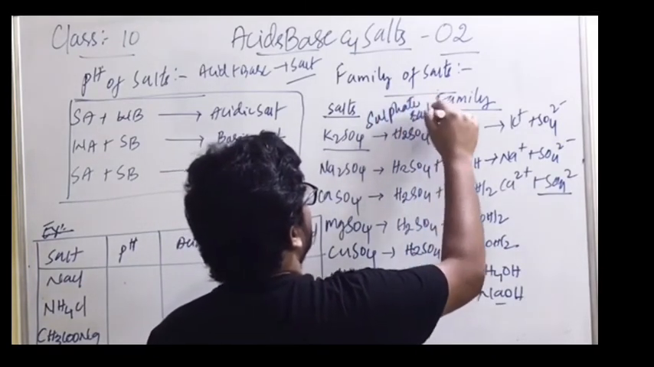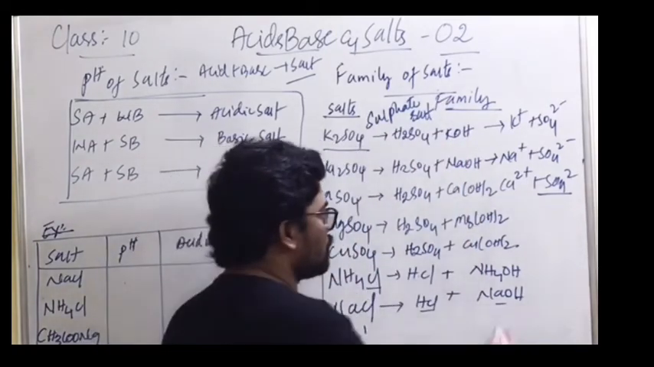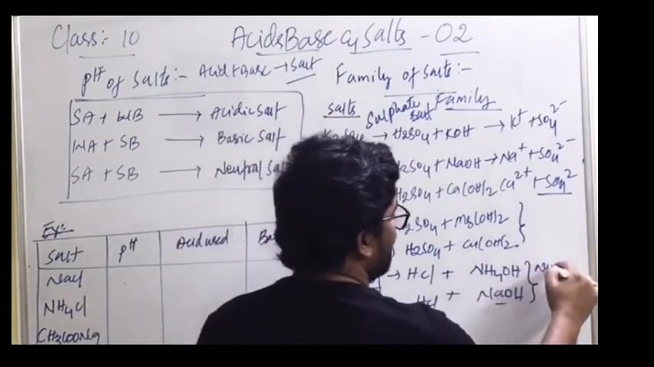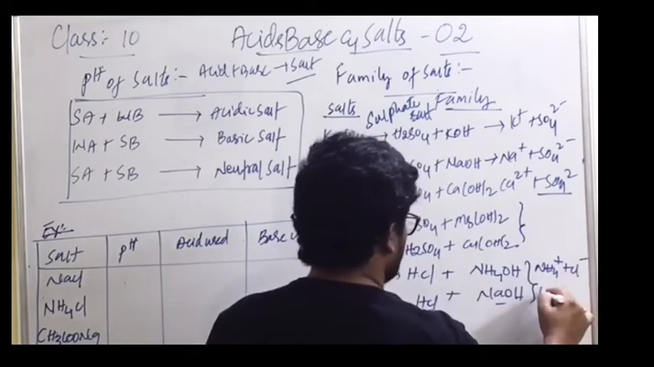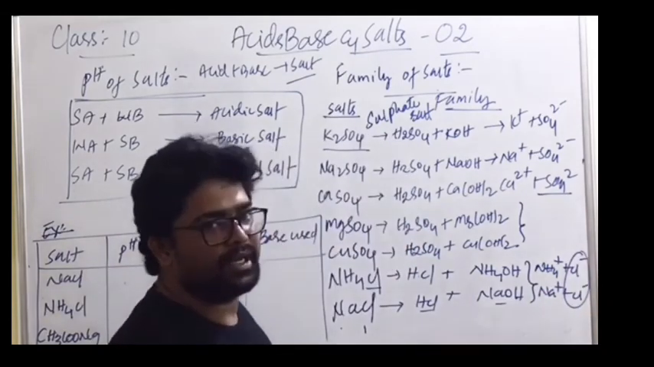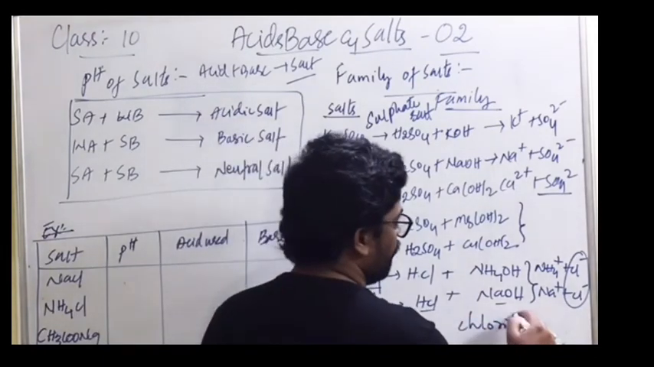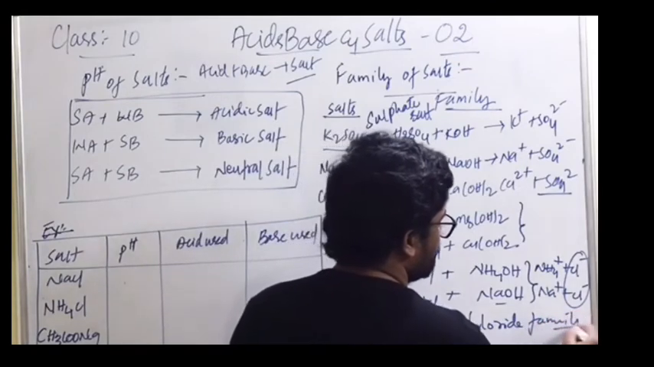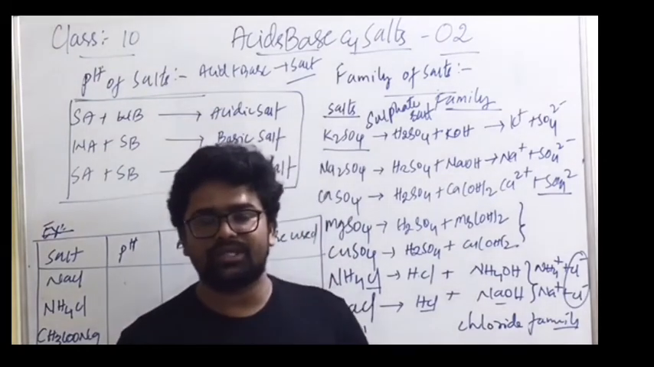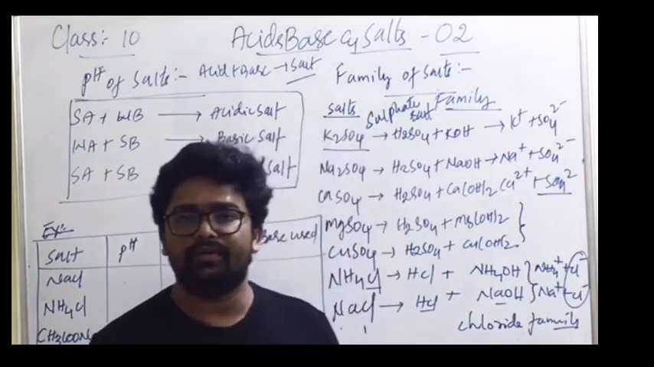Which family does it belong to? It belongs to the sulfate family. Then what about this chlorine? Again the same. I find here ammonium chloride, NH4+ Cl-, Na+ Cl-. In these I find the chloride negative ion as common. So I call these the chloride family. So this is how the salts which have the same positive or negative ion radical decide the family of a salt.